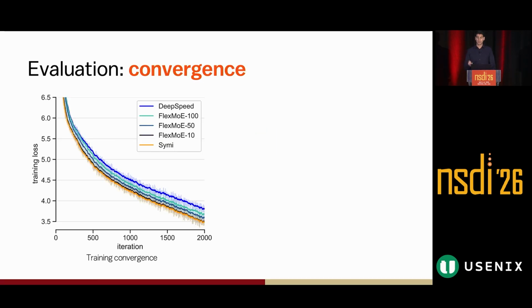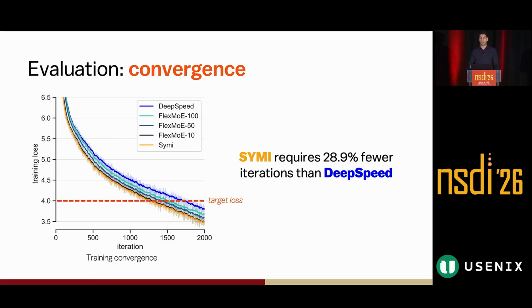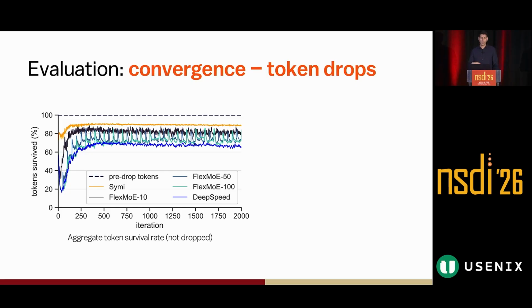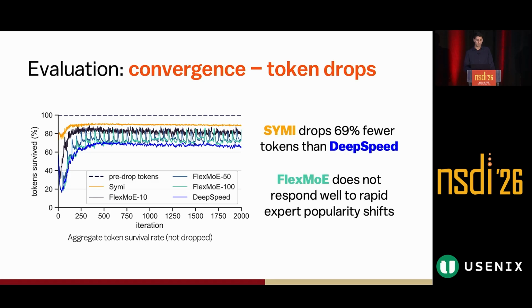Starting with convergence, it turns out that the more frequently you rebalance, the better the convergence. So SYMI requires almost 29% fewer iterations than DeepSpeed to reach our training target loss. And the FlexMOE baselines, the more frequently they rebalance, the better their convergence. And this is because adaptive expert replication drops significantly fewer tokens. In this example, I'm plotting the percentage of tokens that survived, and we see that SYMI is able to drop massively fewer tokens than the static baselines.